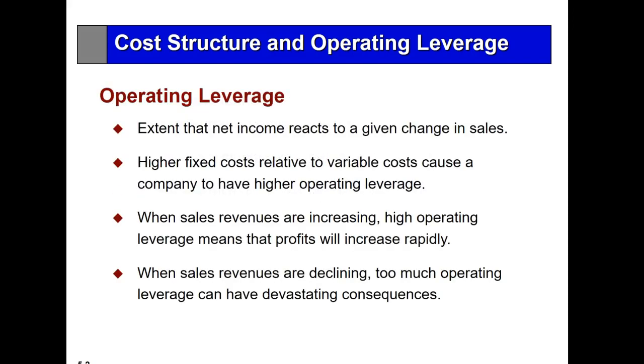Operating leverage is the extent that net income reacts to a given change in sales. Higher fixed costs relative to variable costs cause a company to have higher operating leverage. If sales revenues go up, the profits will go up very rapidly. However, if sales revenue goes down, leverage is a two-edged sword. The profits would go down very quickly.